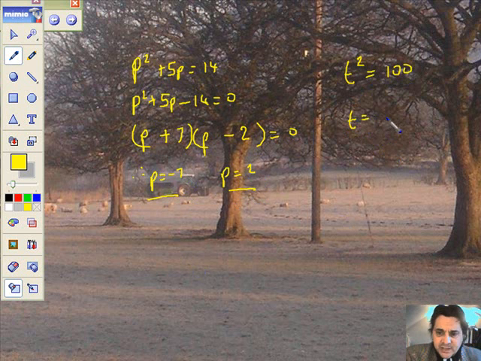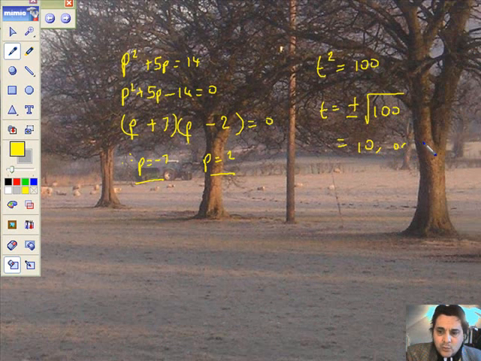So basically t is going to be the plus or negative roots of 100. In other words, two solutions. The square root of 100 is 10 or minus 10. That's the negative solution to the square root of 100. And what else have we got here?